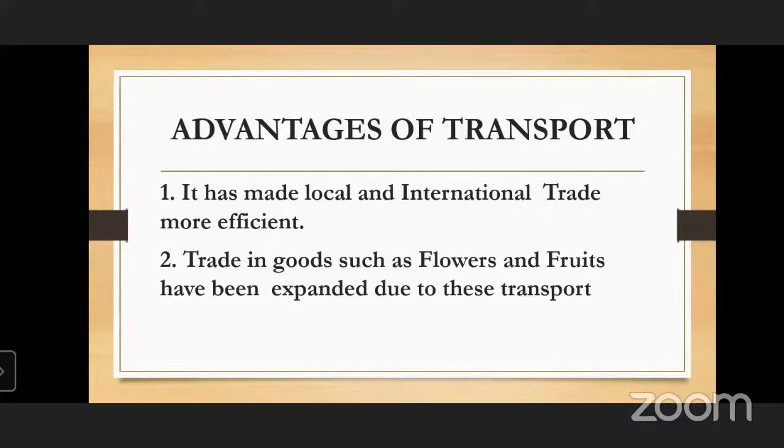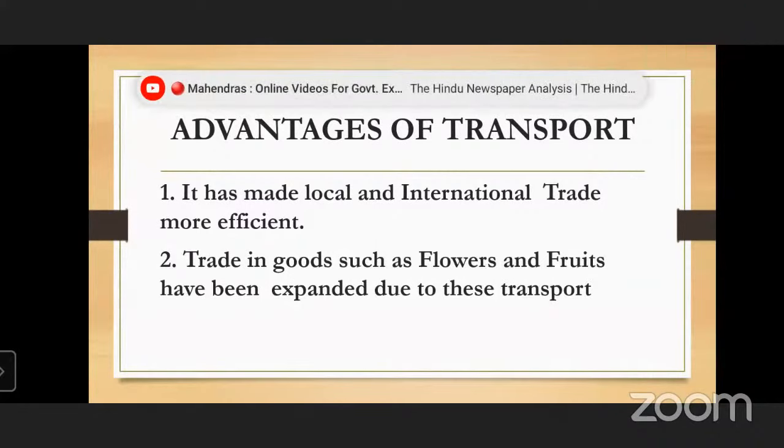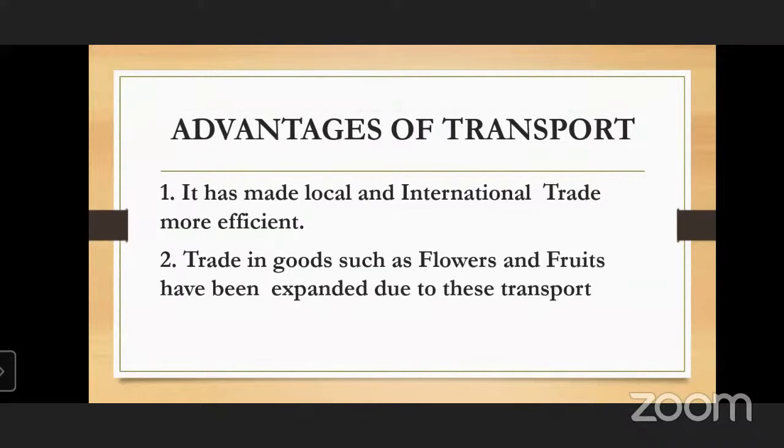Okay. Read the second sentence, beta. Trade in goods such as flowers and fruits have been expanded due to this transport. Yes. In transportation, we are not sending only fruits and vegetables, we are sending flowers and different types of medicines also from one place to another. So the things which we get in our daily life are transported from one place to another, and then only we are getting these things in the right place.